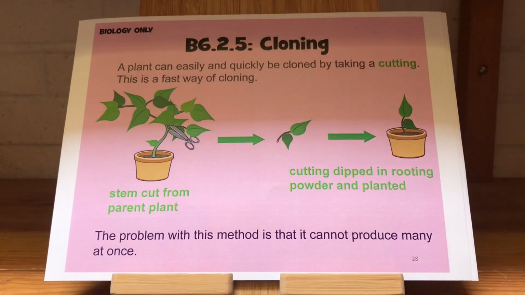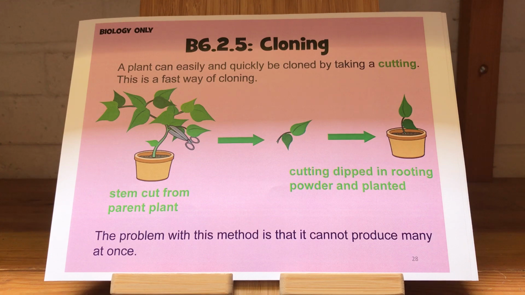So cloning is really simple. We can do a simple cutting from a plant and we can put it into some of that rooting powder, the auxin, we talked about that at the end of B5, and then we can put that into a pot, allow it to grow, and we have a very cheap clone of the original.